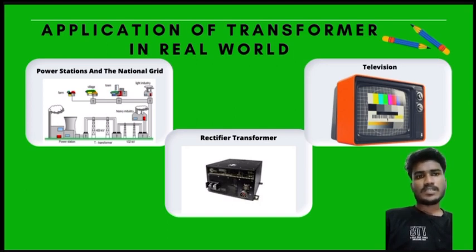I'm here again to tell you about the application of the transformer in the real world. The first application that I chose is the power station and also the national grid. A transformer is an electrical component that is used to convert the voltage of an alternating current AC supply, such as the main electrical supply. There are many sources used to produce electricity. For example, in Malaysia, the government is using charcoal as the main source to generate electricity. The electricity that has been generated is transferred via cables across the country.